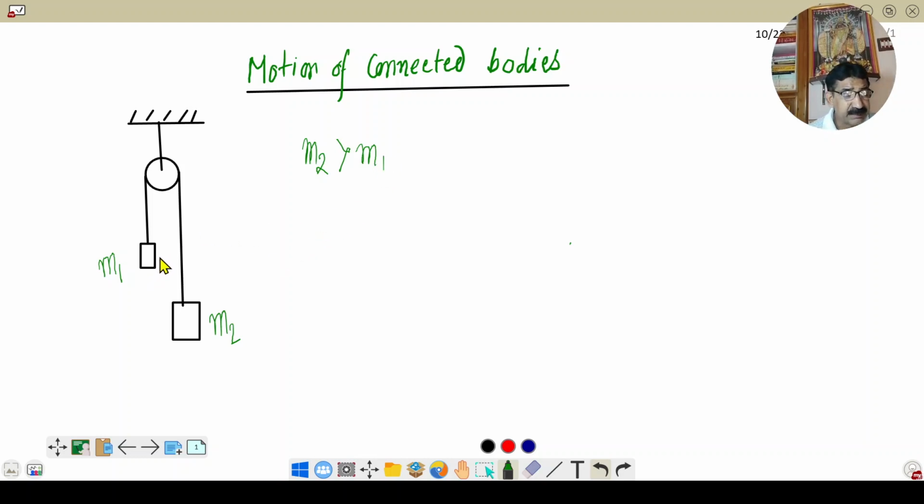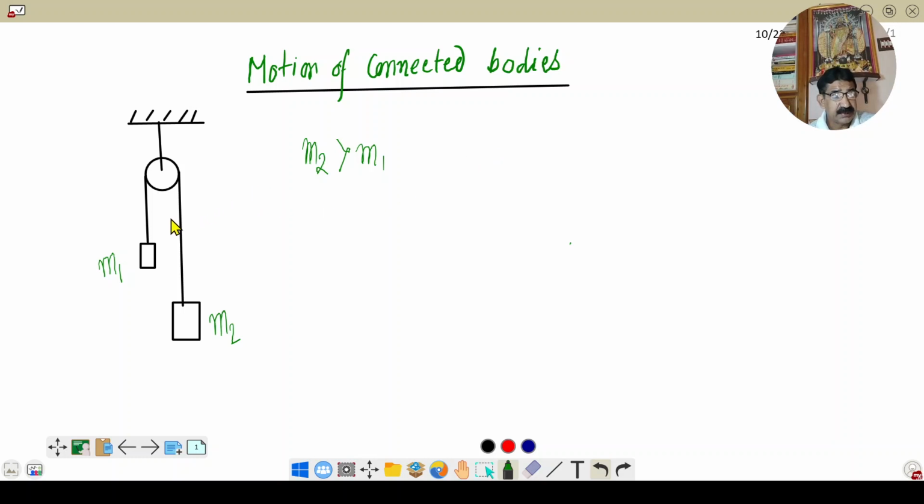When such an arrangement is done with the help of a pulley and a rope and two bodies, the bodies are connected to each other with that rope or string, and this pulley is also connected with a ceiling, and these two bodies are free to move, then the motion of these two bodies is termed to be motion of connected bodies. And it is an important subject of discussion related to Newton's law of motion.